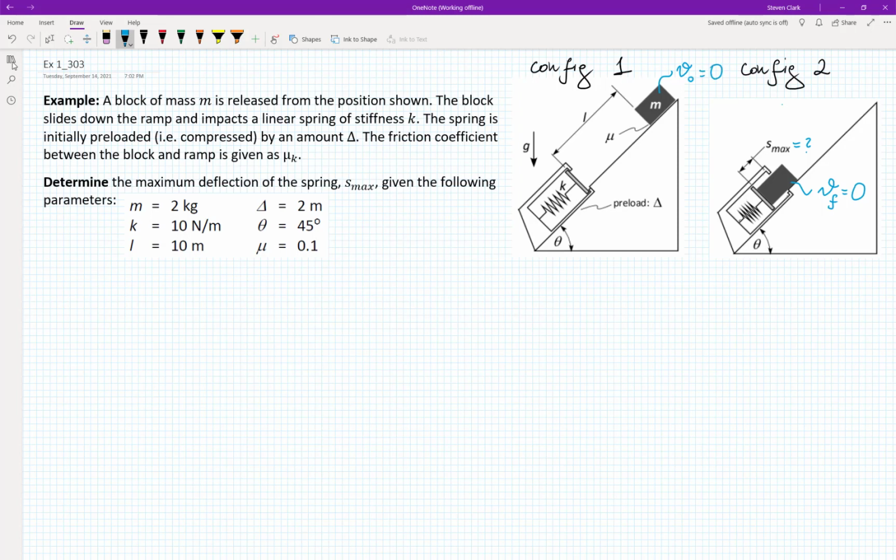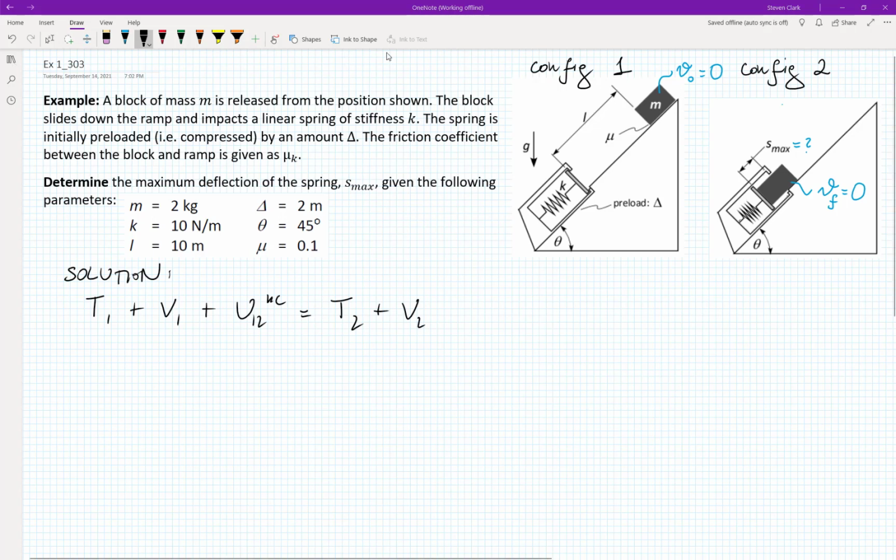Any questions about the problem statement? I think everything is clear. So let's dive straight into the solution. This is my solution, and I will write down this expression: T1 plus V1 plus U12 non-conservative is equal to T2 plus V2. Our job is to find expressions for these 5 quantities: T1, V1, T2, V2, and U12 non-conservative. I like this order.